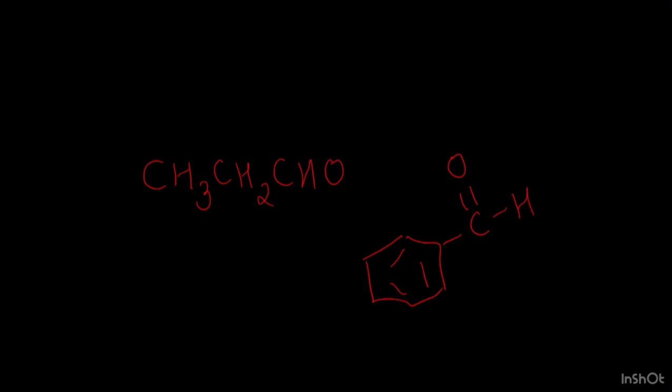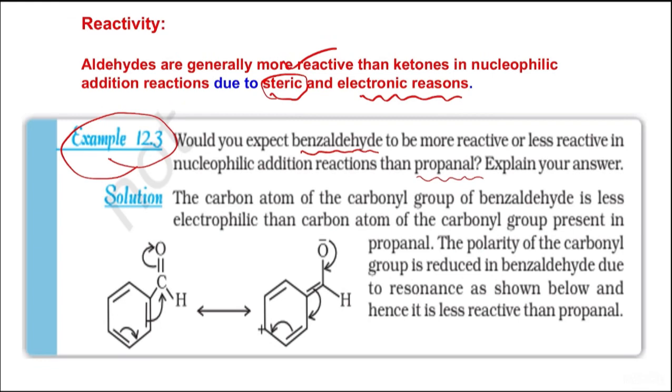Now, if you draw the resonating structures of benzaldehyde, you will never find positive charge on this carbon. The positive charge, because it is an electron withdrawing group, will always reside on the carbons of benzene, not on this carbon, and the nucleophile comes and attacks this carbon. So, due to resonance, what happens? You will find the positive charge on alternate carbons in benzene when you draw the resonating structures, but you will never find it on this carbon, which is the carbon belonging to the carbonyl group.